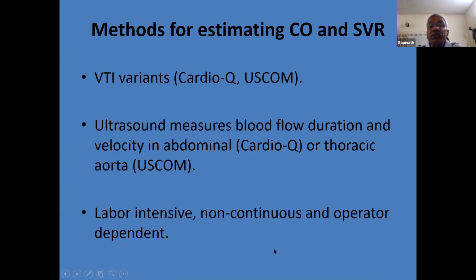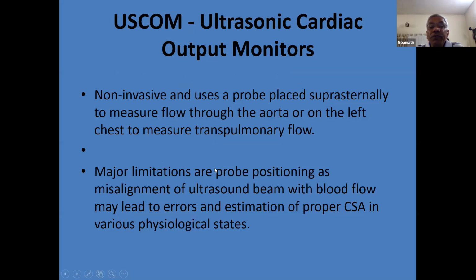So the other methods, of course, are again variations of ultrasound. The ASCOM machine and the CardioQ: basically the ultrasound beam is used to measure blood flow duration and velocity, either in the thoracic aorta using the ASCOM or the abdominal aorta using the CardioQ. But again, these are all labor intensive, intermittent or non-continuous, and operator dependent, which makes it a little difficult. So with non-invasive monitors, the ASCOM probe can be placed.